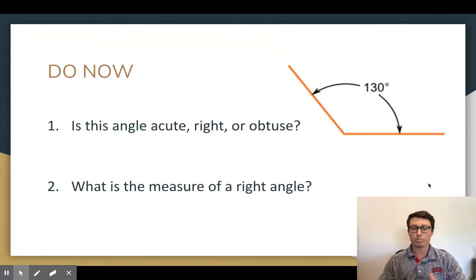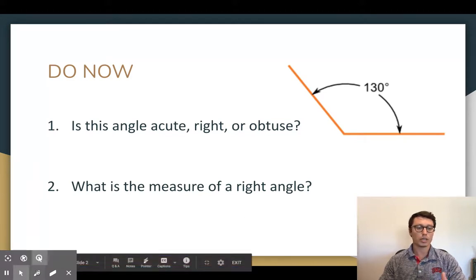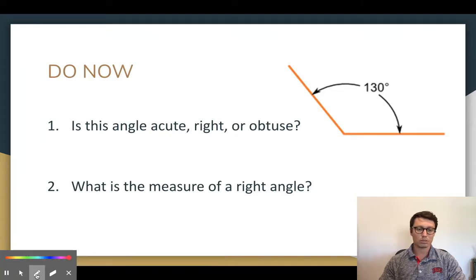If you can, you can pause the video and do this quick do now. Just a refresher, two questions. Is this angle acute, right, or obtuse? And what is the measure of a right angle? So go ahead and pause the video. Great. Hopefully you answered those.